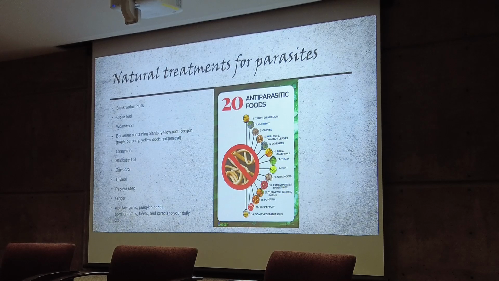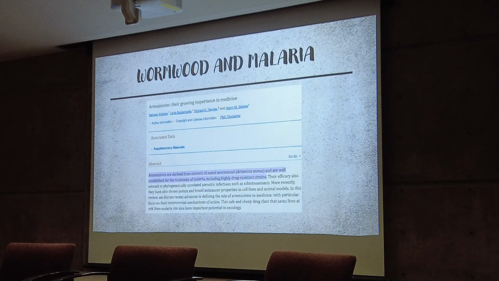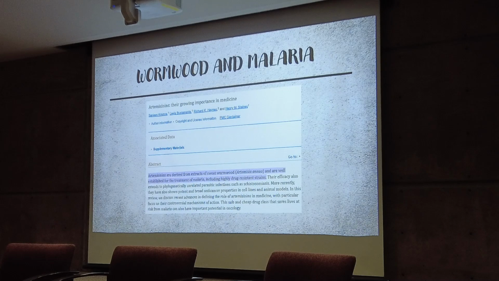Carvacrol, or oregano oil. Thymol, which comes from thyme. Papaya seed, ginger. And you can also add raw garlic, pumpkin seeds, pomegranates, beets, and carrots to your daily diet. Here's a little study talking about wormwood and malaria: artemisinins are derived from extracts of sweet wormwood and are well established for the treatment of malaria, including highly drug-resistant strains.